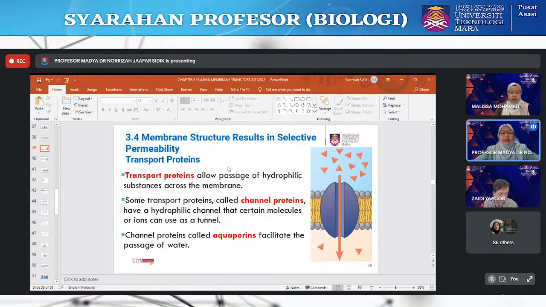Now we look at the transport proteins, which allow the passage of hydrophilic substances across the membrane. These channel proteins have a hydrophilic tunnel that certain molecules or ions can use, and this channel protein we call aquaporins, which facilitates the passage of water, only water. The word aqua refers to water. Porins come from the word pores, aquaporins.